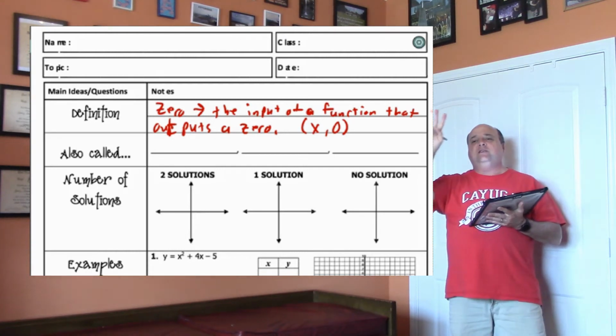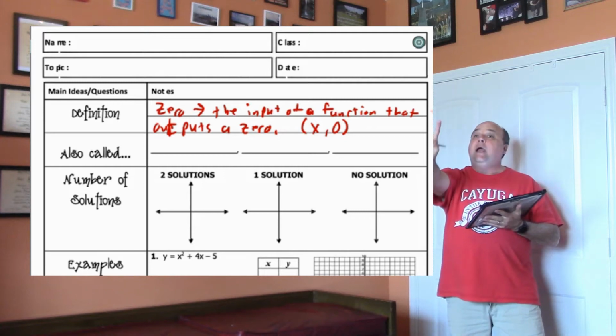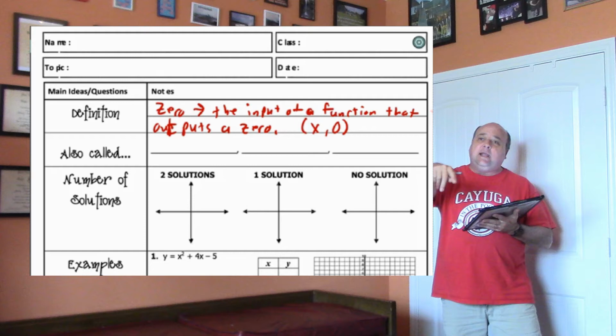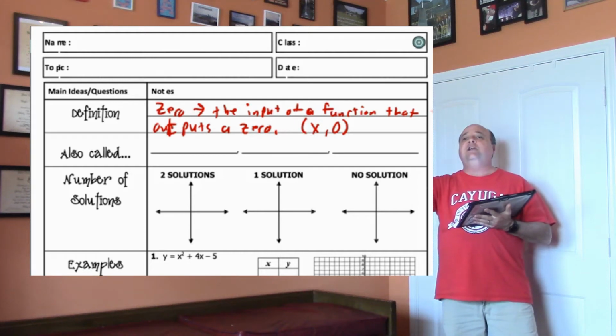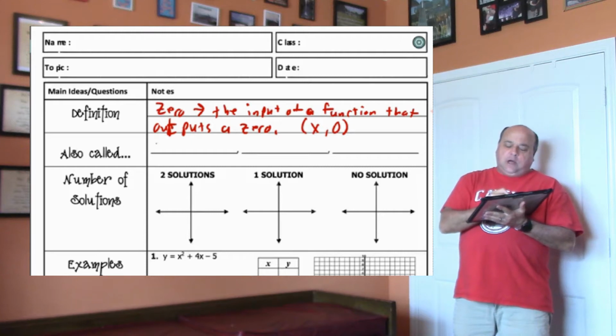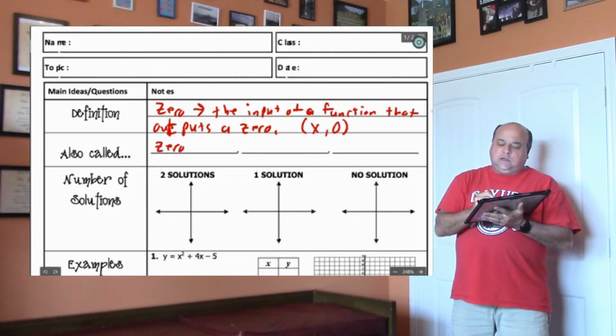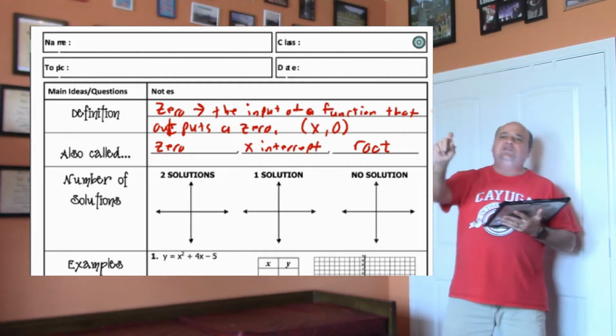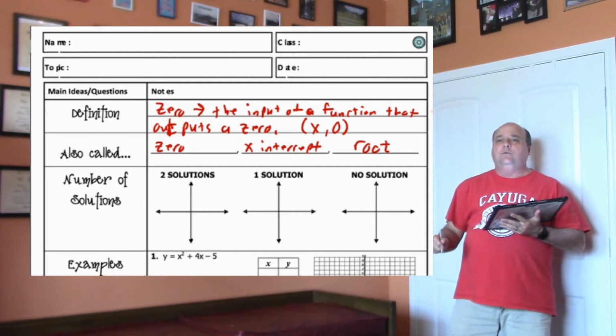If the function has an exponent of 2, it will have at most 2 zeros. In Algebra 2, you'll have an exponent of 3. That will be a cubic equation. It could have 3 zeros. Okay, so this is also called a zero. It's also called the x-intercept. And you can also say it's the root of a function. So all of these are the numbers that you input to output a zero, okay?